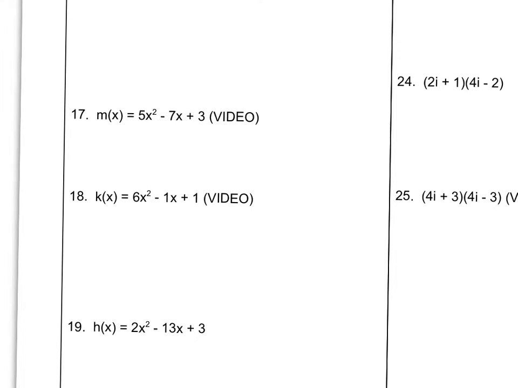For number 17, I think I'm only going to do one of these because they're basically the same problem with different numbers. I'm going to start off the same way. So part A is going to be the b squared minus 4ac thing, which in this case is negative 7 squared minus 4 times 5 times 3. That's 49 minus 60, which is negative 11. We'd expect there to be no zeros because this is going to be imaginary.